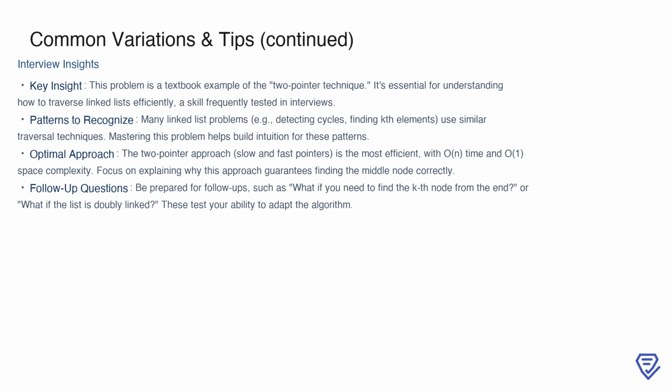Now, let's discuss how this problem ties into interview scenarios. One of the key insights here is that this problem is a classic example of the two-pointer technique. Mastering this approach is vital for efficiently traversing linked lists, a skill that interviewers love to test. In fact, this technique also lays the foundation for tackling other linked list problems, such as detecting cycles or finding specific nodes. The two-pointer approach is optimal, offering O(n) time and O(1) space complexity, and it's important to articulate why it works so well. For instance, the fast pointer moves twice as quickly as the slow pointer, ensuring the slow pointer lands on the middle node when the fast pointer reaches the end.